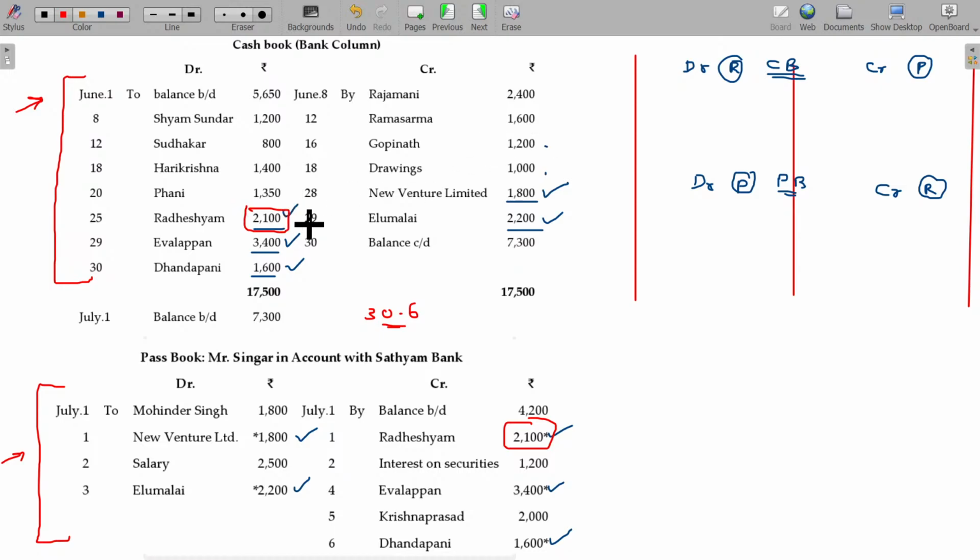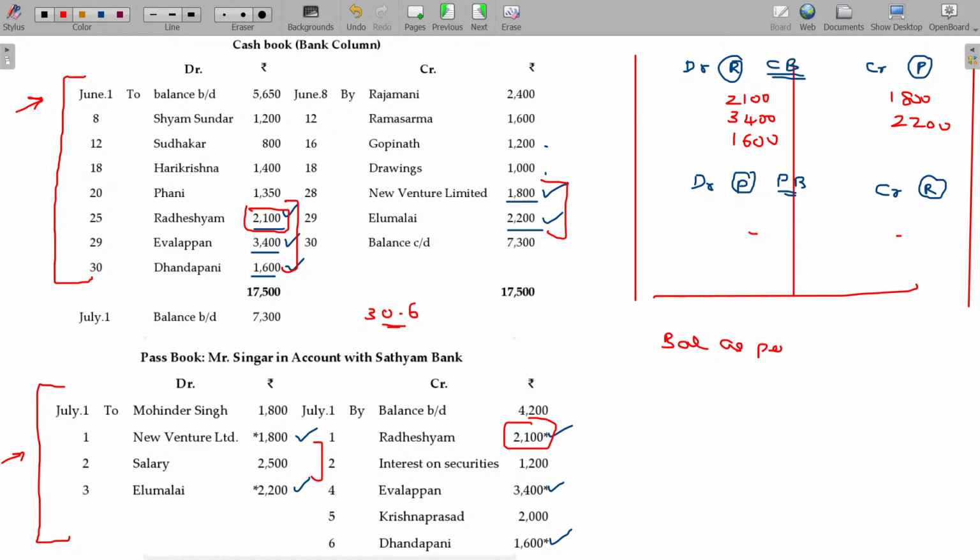Now write that here. These are the three things: 2100, 3400, 1600. And these are the two items here: 1800, 2200. You can skip those, so it's matching. Okay. Now, balance as per cash book being 7,300. What balance is this?